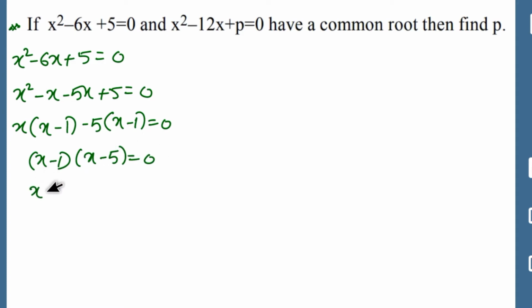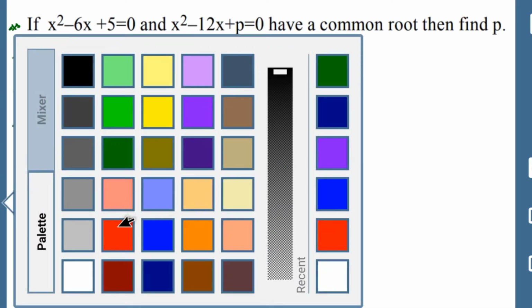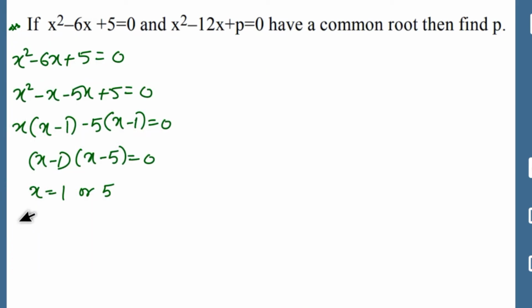So what are the x values? X equals to 1 or 5. Okay. So these two have a common root. So if x equals to 1 and 5 are roots of this, then x equals to 1 and 5 are also roots of the second equation. So now what to do?